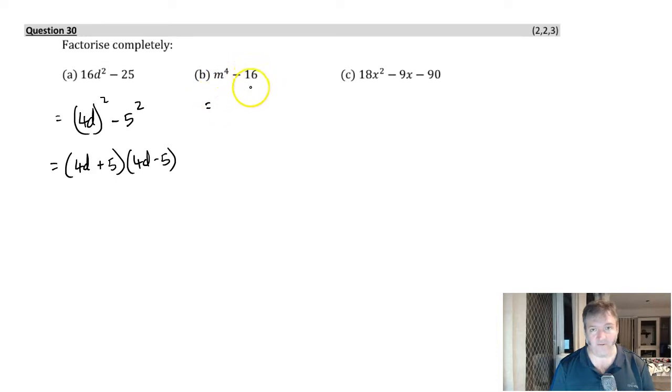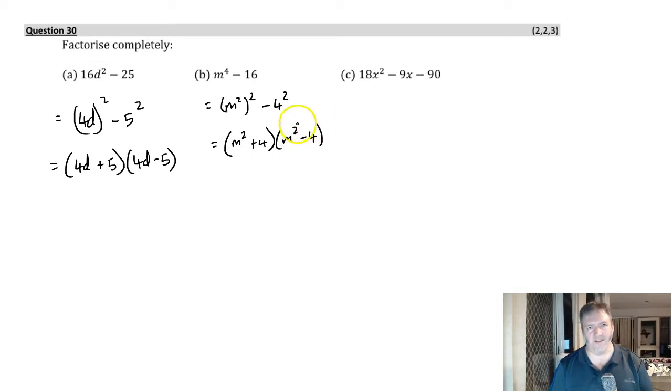Next one, same sort of thing. It looks like a difference of two squares again. Let's have a look. m to the power of 4, well, that's really m squared squared, isn't it? And 16 you can think of as 4 squared. So we go ahead and apply our rule again. So it's the first one, m squared, plus the second one, 4, times the first one minus the second one.